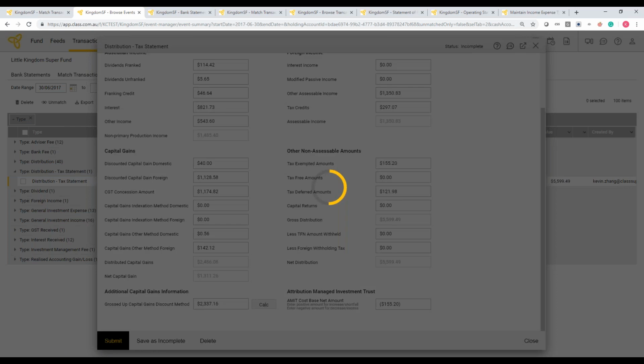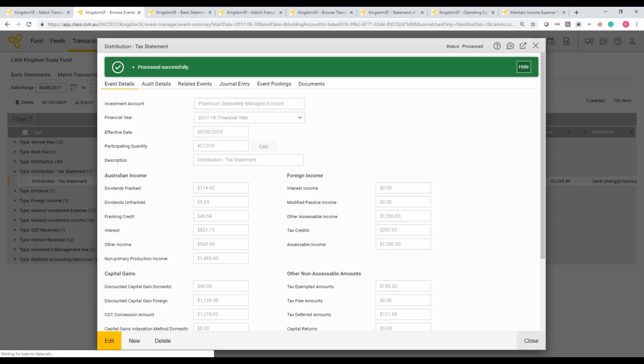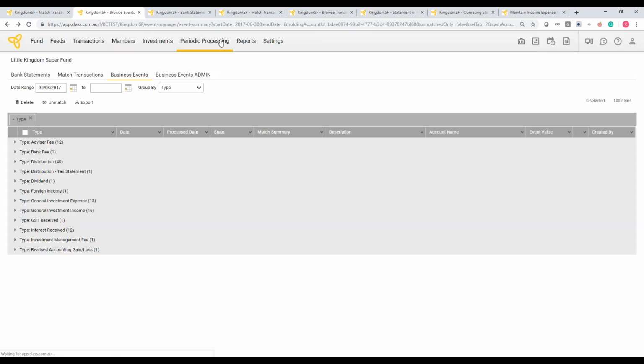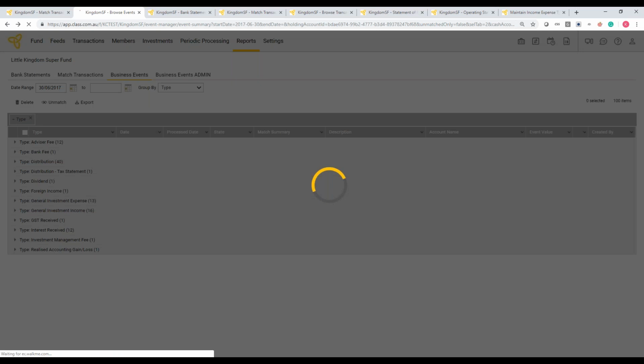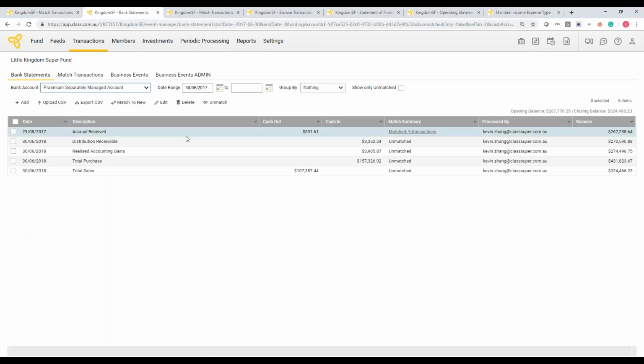One way to make sure is to check the exception report, see if you actually get any exception errors. If there are no exception errors, that means you have reconciled distribution cash and tax statement perfectly. All right, good. There are no exception errors. So we've done distribution, dividends, foreign income, and tax statements.